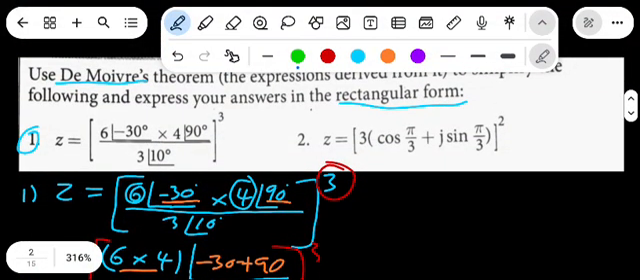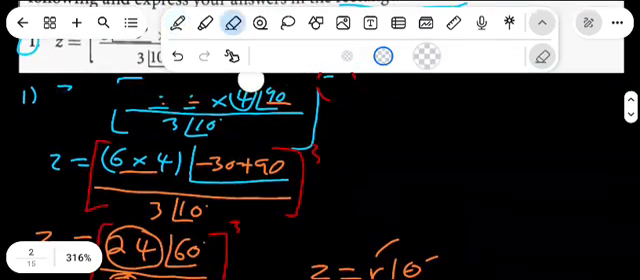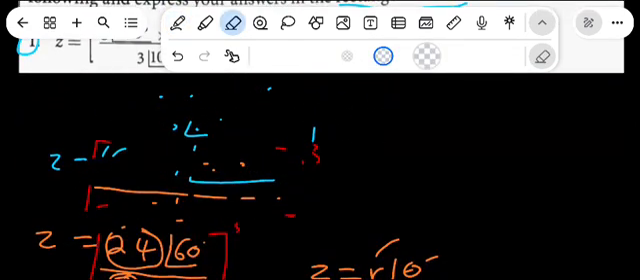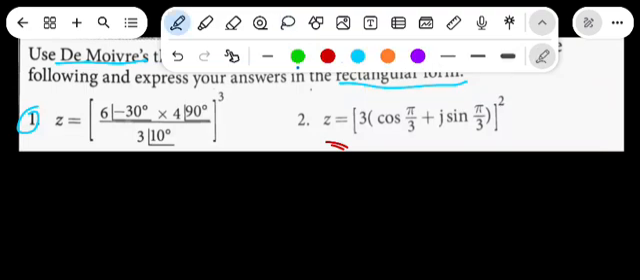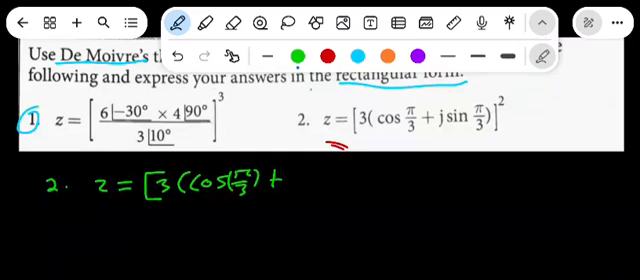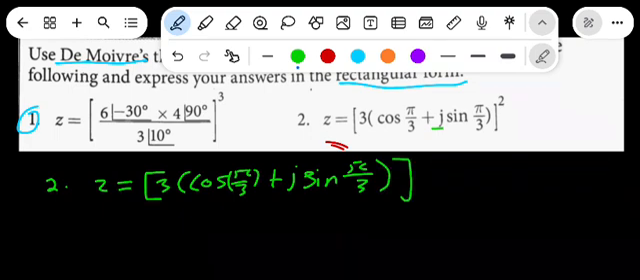We're now given number 2. z equals 3 times cos pi over 3 plus j sine pi over 3, since they've used j here. All of this must be raised to the power of 2.